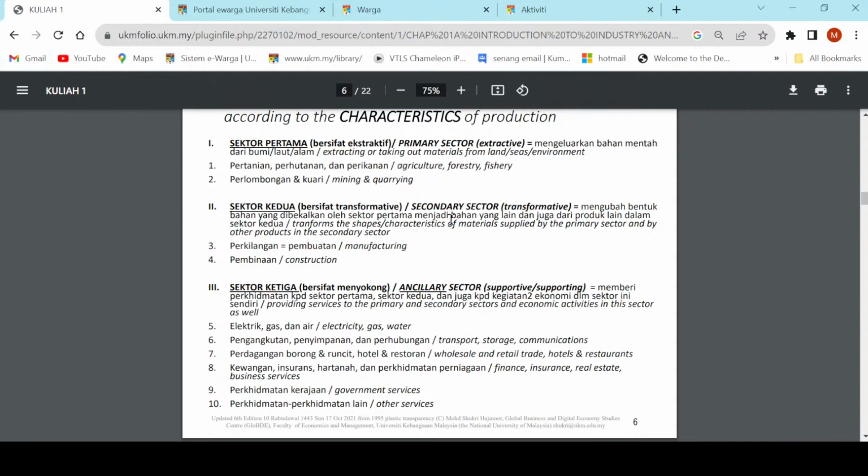So we have here manufacturing and construction. Take, for example, manufacturing. If you come to the Faculty of Economics and Management, FEP UKM, you see the wall, the building of FEP, our faculty, you see the red bricks. Where do the bricks come from? Of course, from the factory. Manufacturing the bricks.